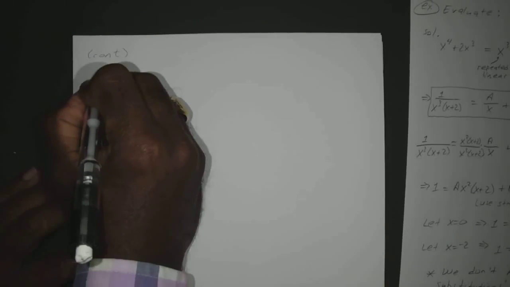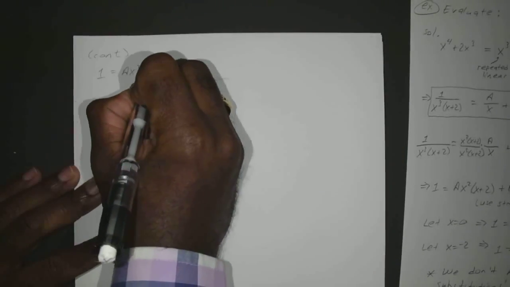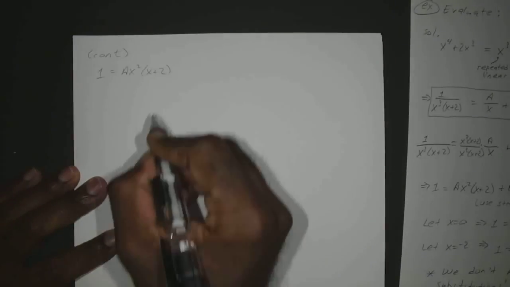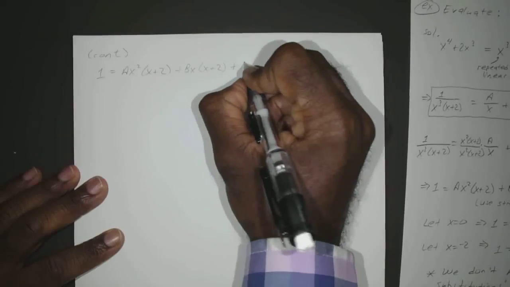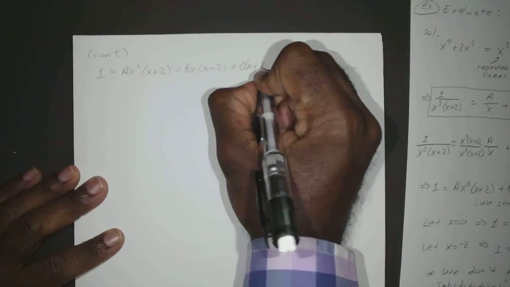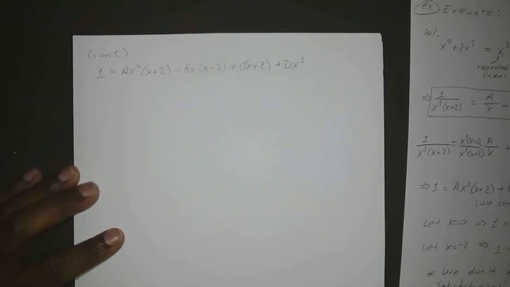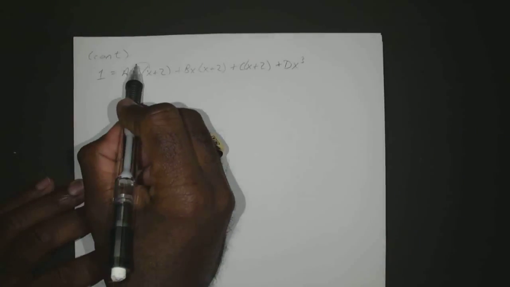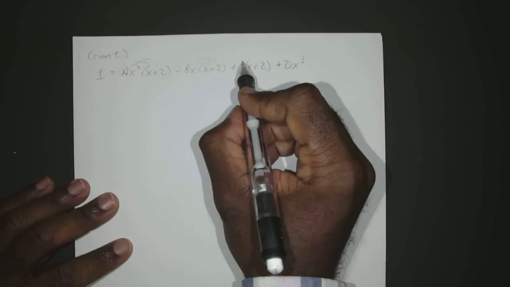So if we have 1 equals ax squared times (x plus 2) plus b times x times (x plus 2) plus c times (x plus 2) plus dx to the third. Okay, so we're just going to go ahead and distribute to get rid of our parentheses.